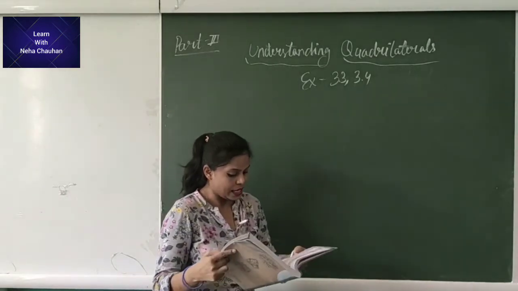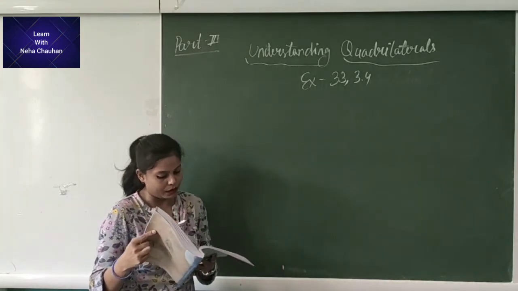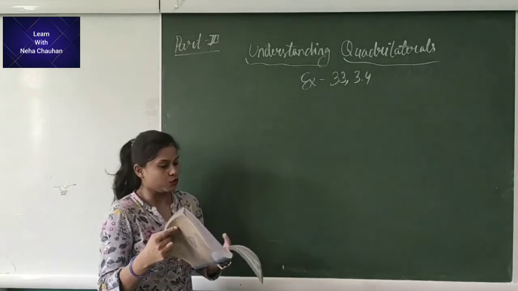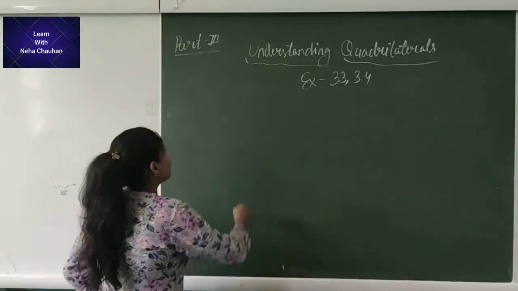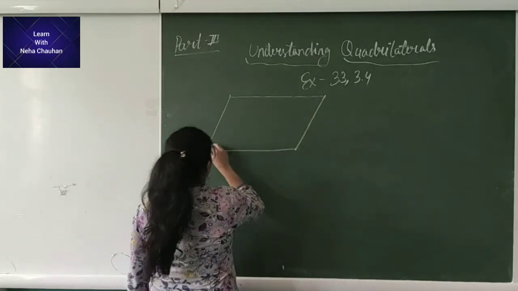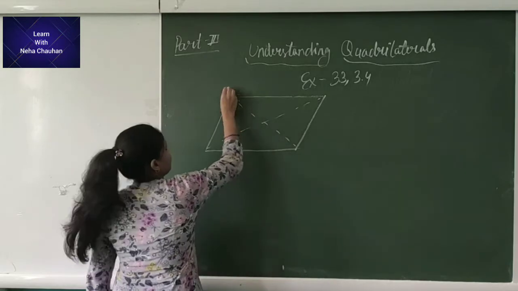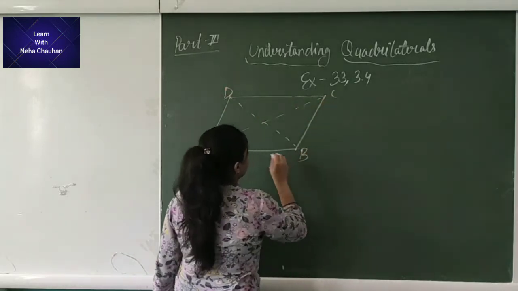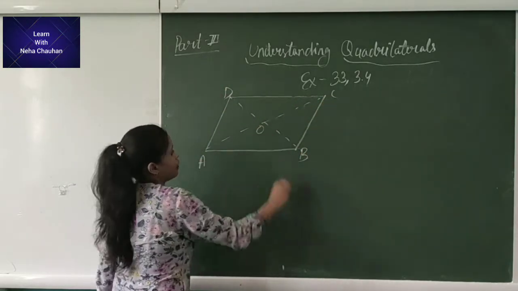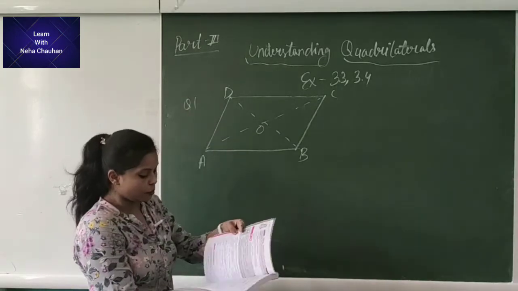So the question says, given a parallelogram ABCD, complete each statement along with the definition or property used. So here a diagram is given, that is a parallelogram and the diagonals. This is the name of parallelogram ABCD. Let's start with the part 1.